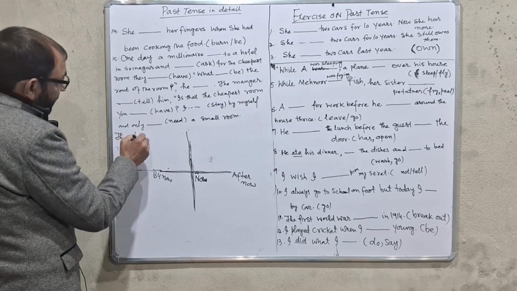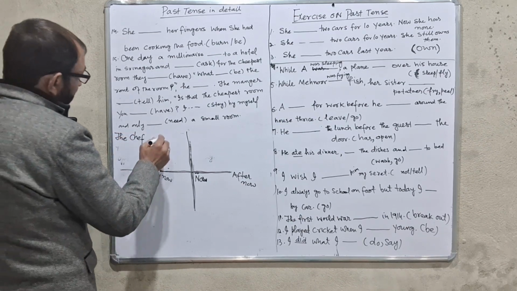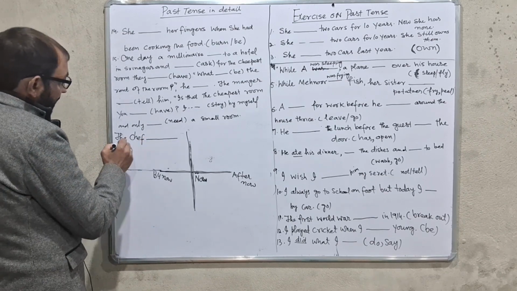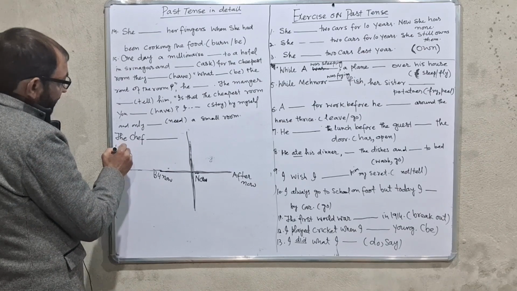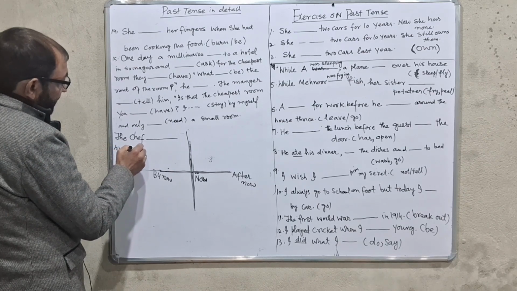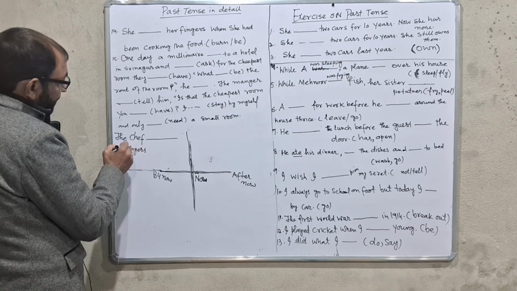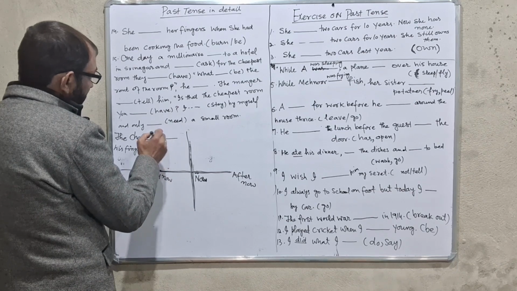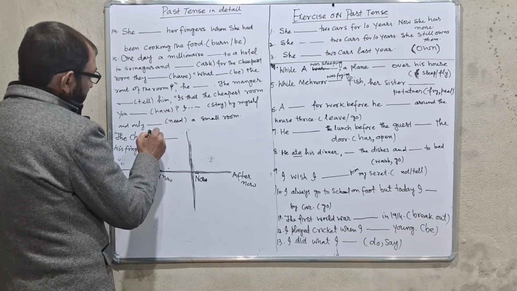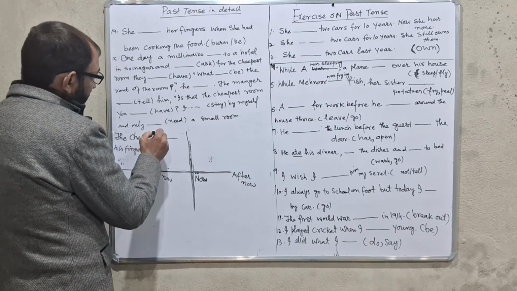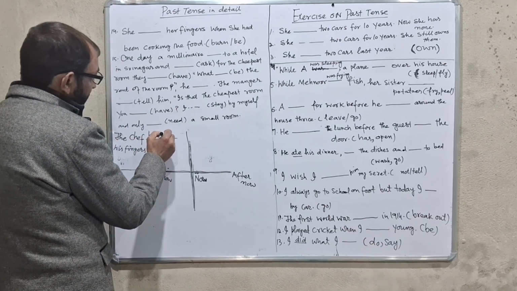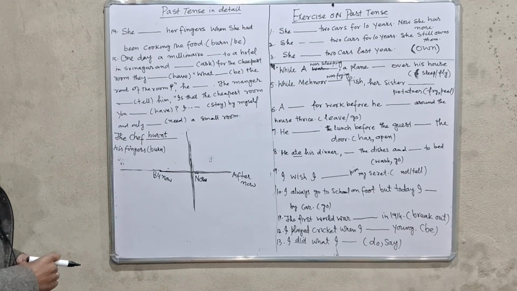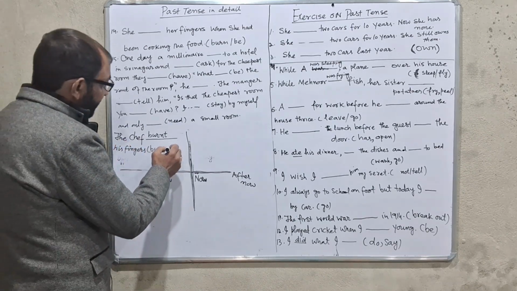The chef ---- his fingers. Burn: burned or burnt. Both are correct. Burned is also correct and burnt is also correct. The chef burnt his fingers.